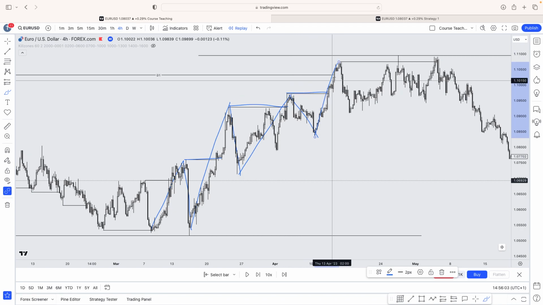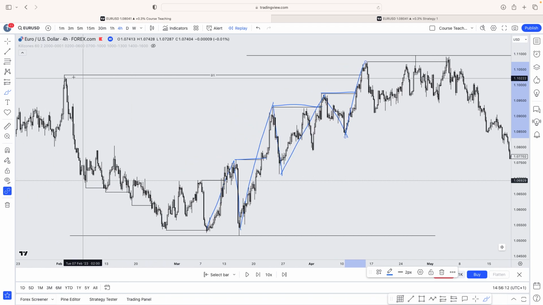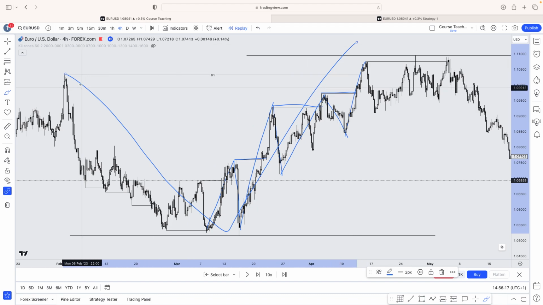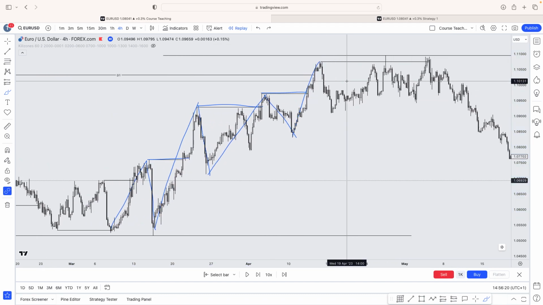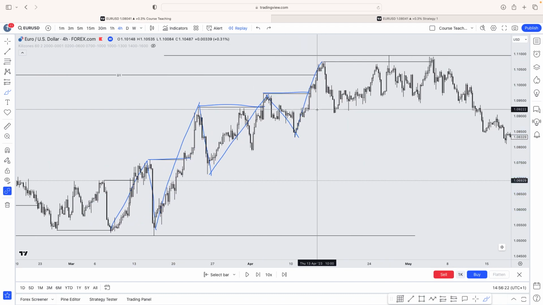And what do we expect after a 4-hour break of structure? We expect a 4-hour pullback. Now, this 4-hour break of structure also broke the daily structure to the upside, right? That was our daily impulse, daily correction, daily impulse, and it's now broken that daily structure to the upside, okay? So we've got to keep that in the back of our minds.